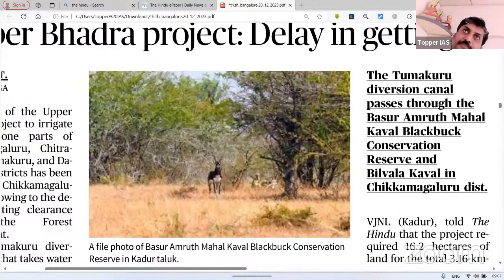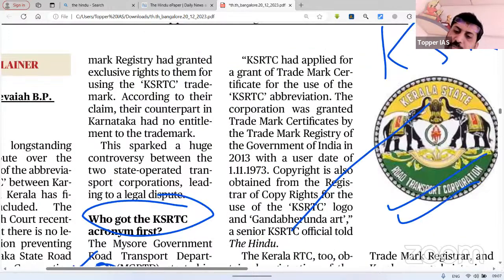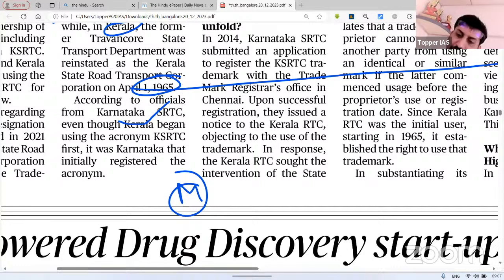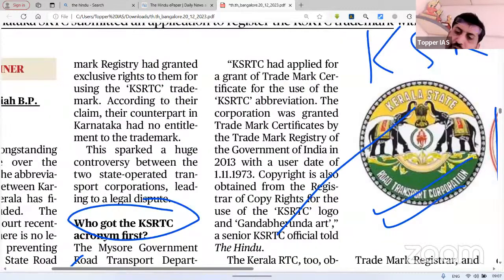So KSRTC applied for grant of a trademark certificate for the use of the KSRTC abbreviation. And they got the trademark. And also the logo, Ganda Berunda art. For that, copyrights. For trademark and copyright.